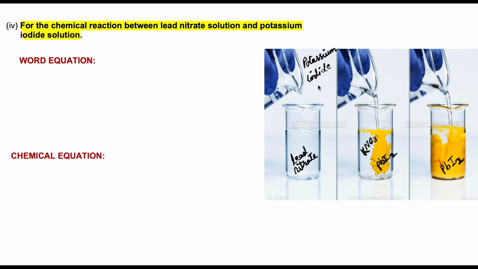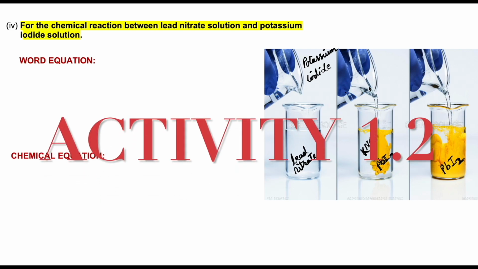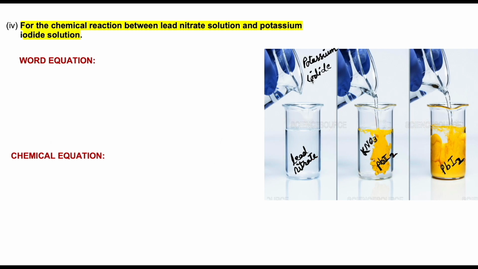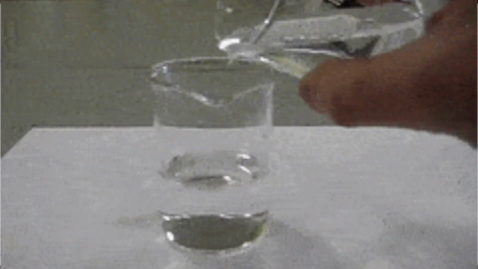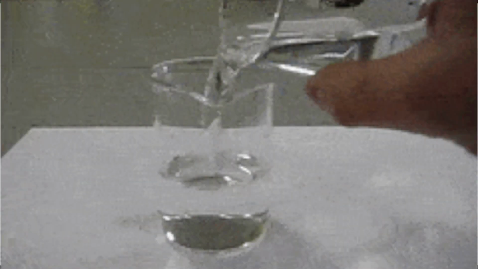Children, let us discuss activity 1.2 in our NCERT. This activity says that when colorless potassium iodide solution is added to colorless lead nitrate solution, a very bright yellow precipitate of lead iodide is formed, along with potassium nitrate solution, which is colorless. So you can see in the beaker that potassium nitrate is a colorless solution and lead iodide is a precipitate which is bright yellow in color.